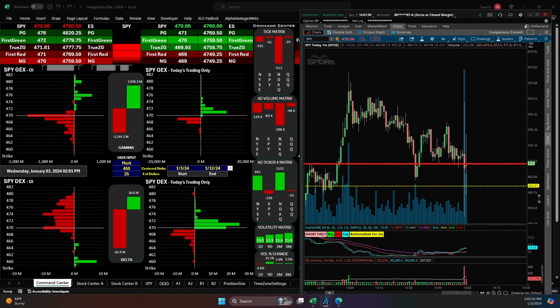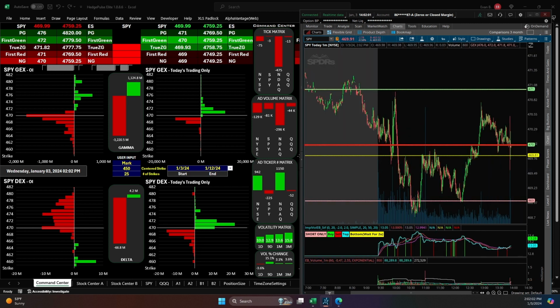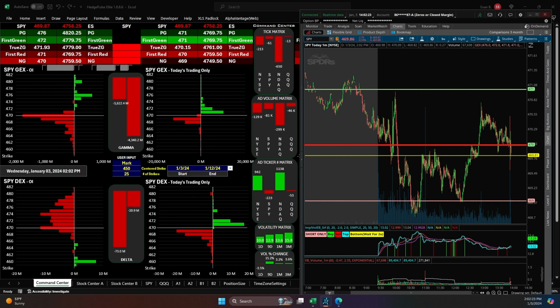Hanging out at 470, the NG level, and it's a battleground, people. It is a battleground. That's what we're fighting for right now. So, as you can see, the implied volatility's flattened out over the past hour or so. It was dropping while the SPY was going up, but starting to creep up just a tad bit.